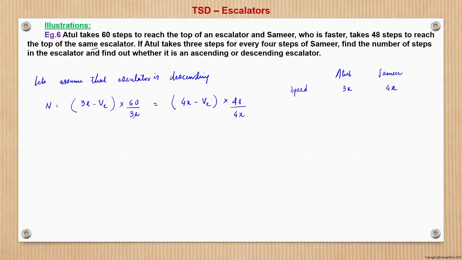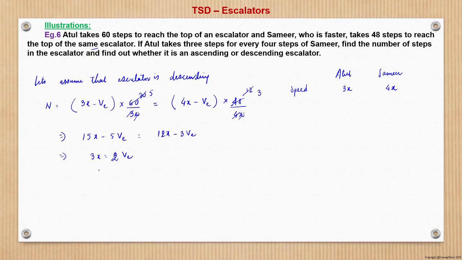So what will it be? Let us see. X will get cancelled out. This will be 20 and this will be 12. Again 4 3 ja and 4 5 ja. So let us see. It becomes 15x minus 5v is equal to 12x minus 3v. From here we can say that 3x is equal to 2v.